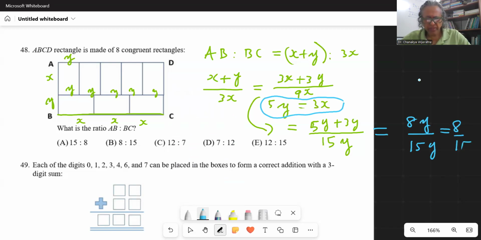And this ratio is what? 8 to 15, right? Okay. All right. So we go to the next question.